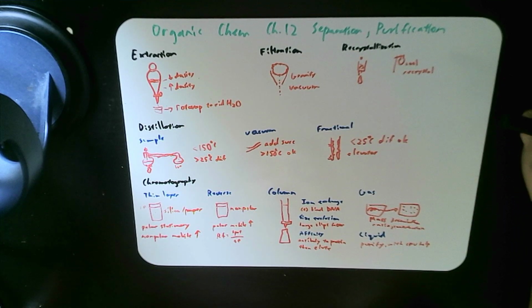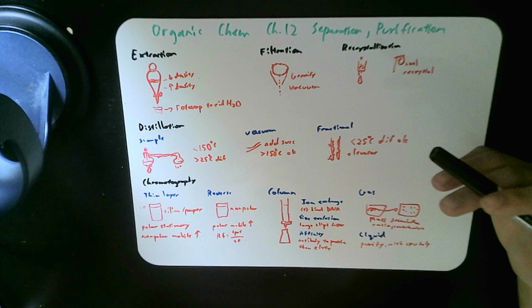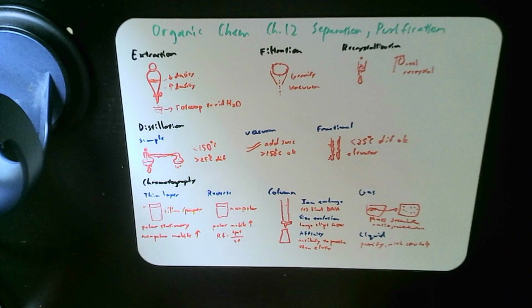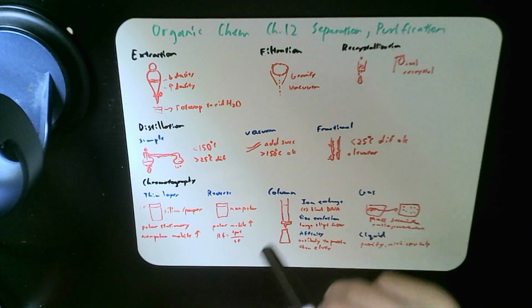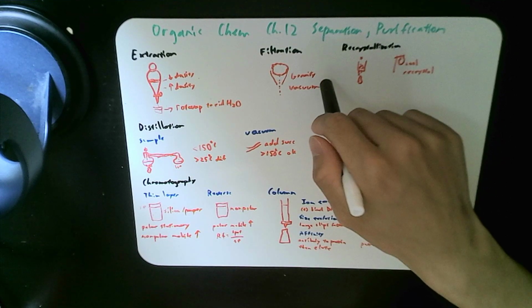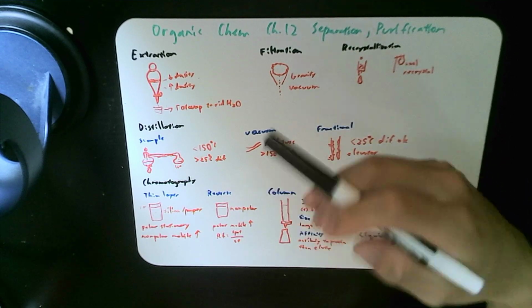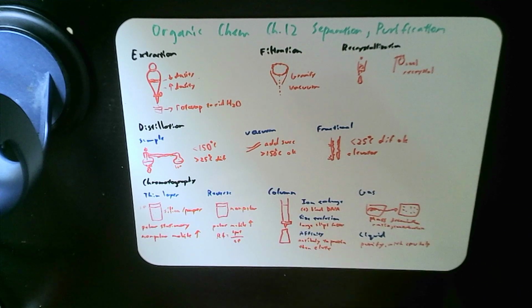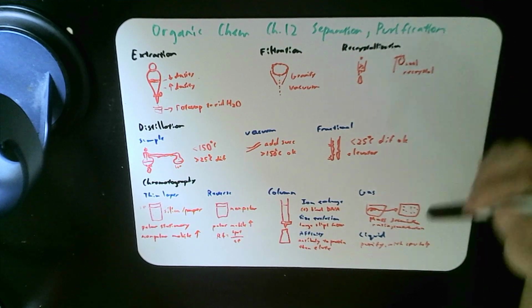Filtration. If you want to separate a solid from a liquid, you can just put a little coffee filter on it and then let it drip through. Simply as that. If you want to use vacuum, you can make it suck even greater to suck out extra liquids through the filter.